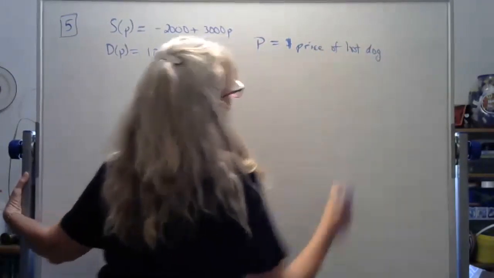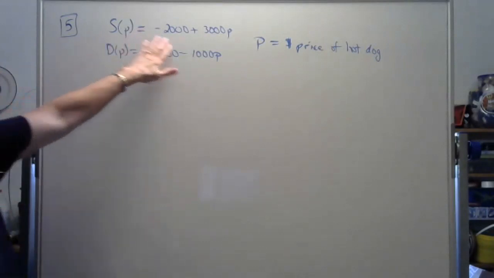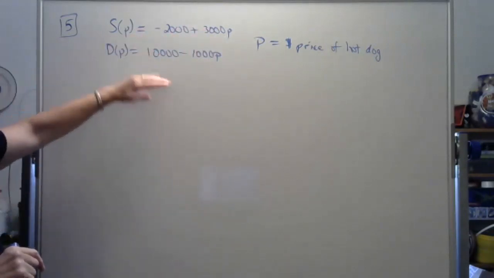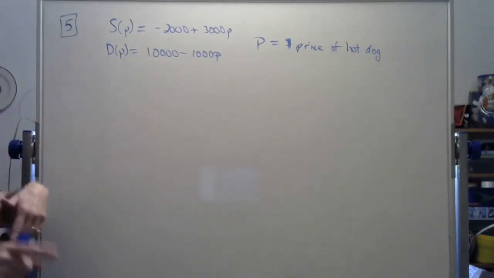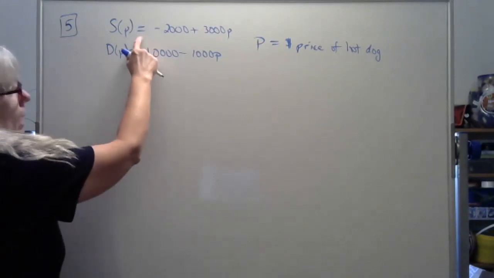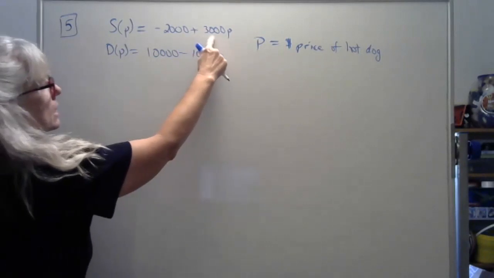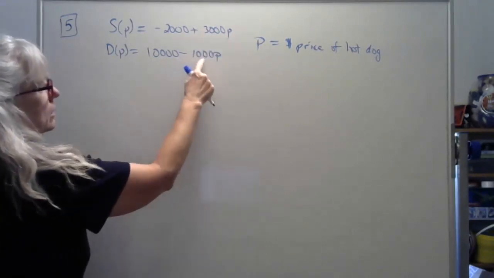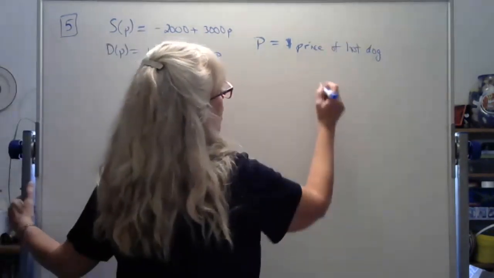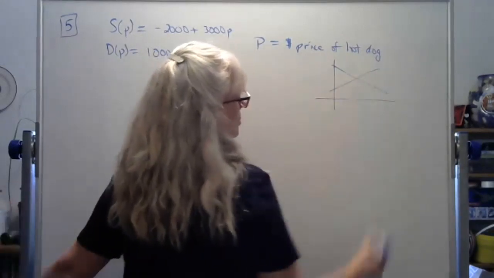I'm hoping that it makes sense that if the price of the hot dog is low enough, lots of people will demand it. And if the price of the hot dog is big, then you're not going to have as much of a demand and you won't have as much of a supply. You'll notice that one of these has a positive slope of 3,000 P and the other has a negative slope of negative 1,000 P. So in general, when you look at supply and demand equations, we don't need to graph them, but just so we know, one usually goes up and one usually goes down.